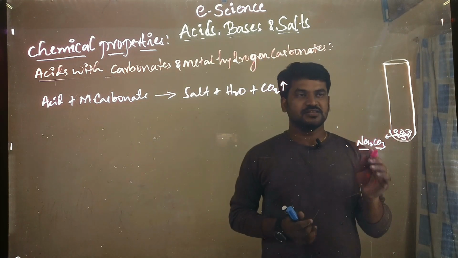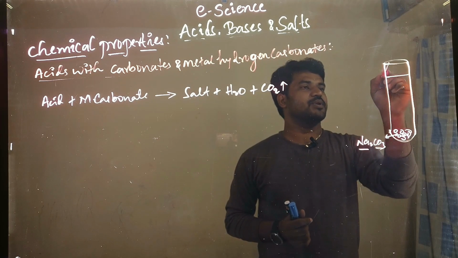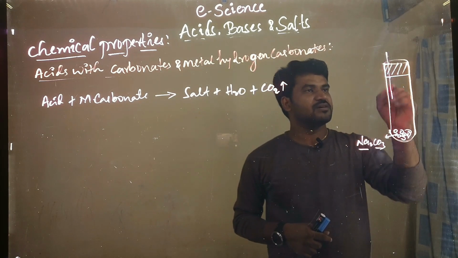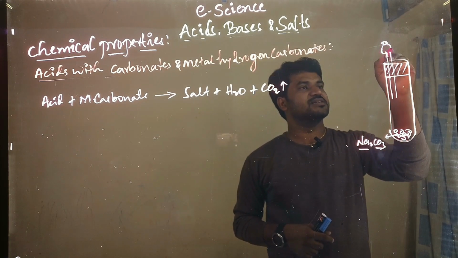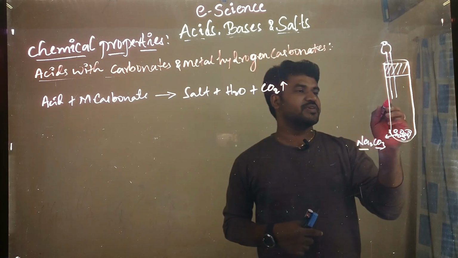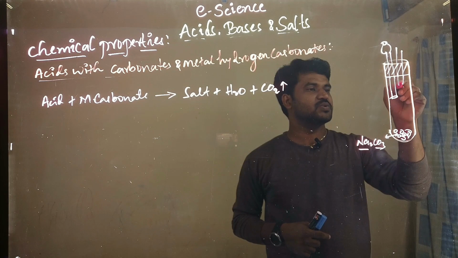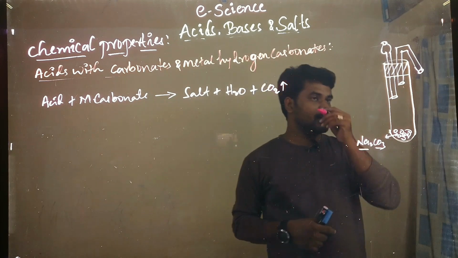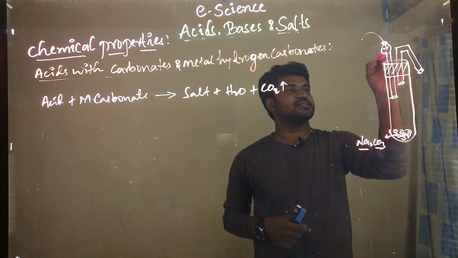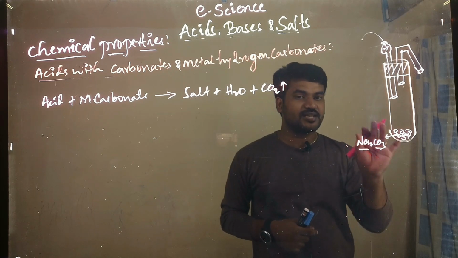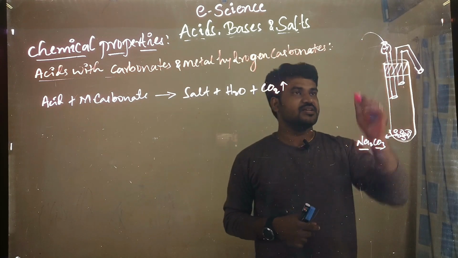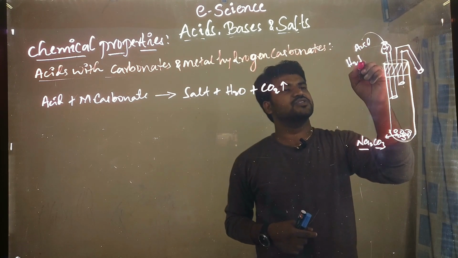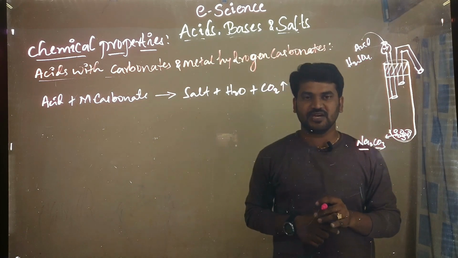After taking like this, we need to arrange a double hole rubber cork. In one of the holes we need to insert a thistle funnel, and in the other hole we need to insert a delivery tube. Okay, so now we need to add an acid through the thistle funnel. Which acid are we going to add here? We will add H2SO4, sulfuric acid, right?